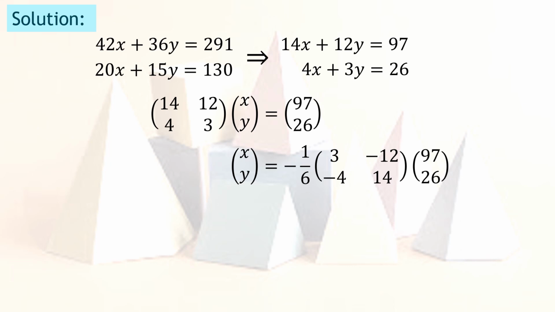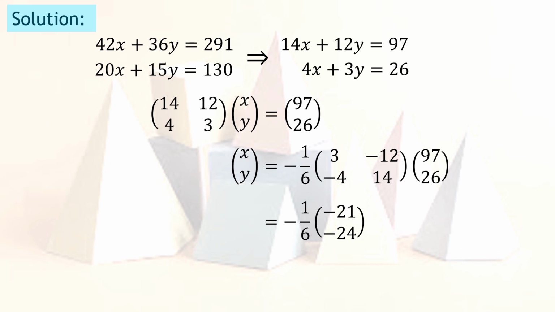To solve for x and y, get the inverse of this matrix first. So the inverse is negative 1 over 6, 3, negative 12, negative 4, 14. Just follow the formula for the inverse matrix. Times 97, 26. Now let us multiply these two matrices. So negative 1 over 6, it is equal to negative 21, negative 24.